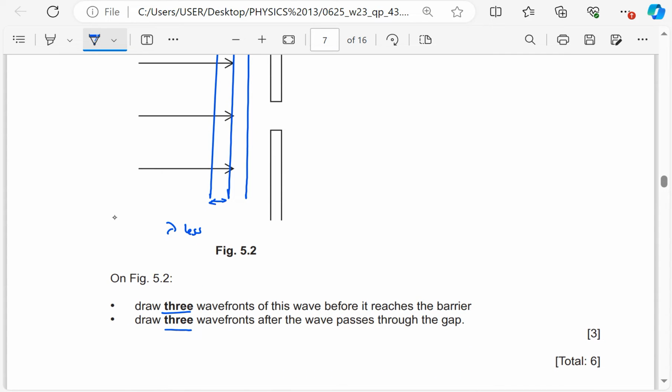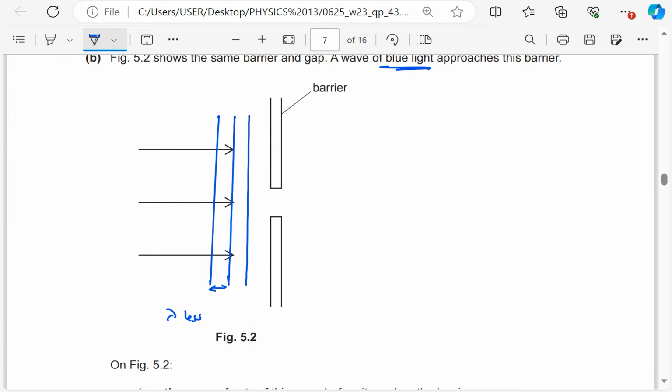They said, draw three wavefronts after the wave passes through the gap. Now that the wavelength is smaller than the gap, the wavelength is less than the gap size, so the bending is going to be less. For the first one, there is some slight bending at the edges. But remember, the wavelength does not change, so I must ensure that the distance is almost the same. So I will draw it here and around here.